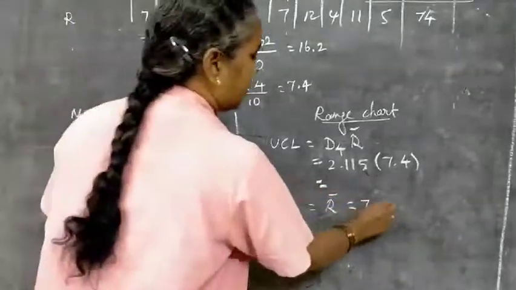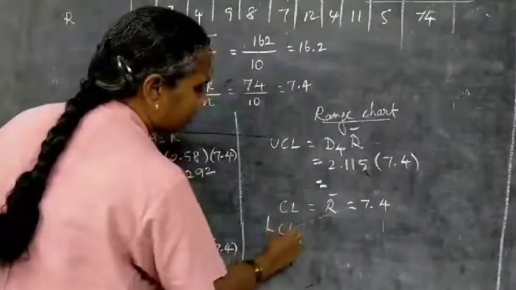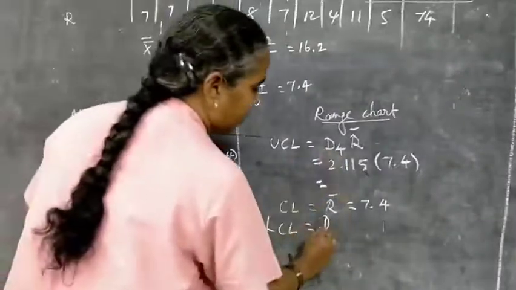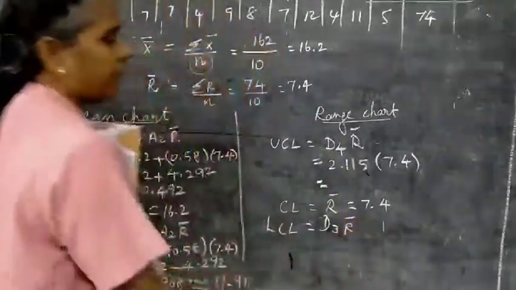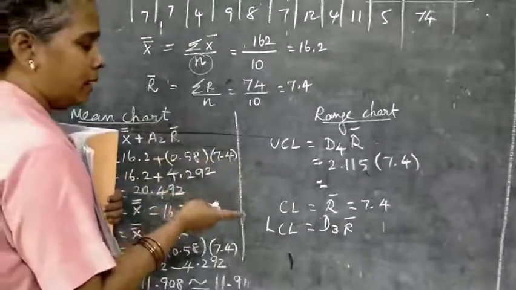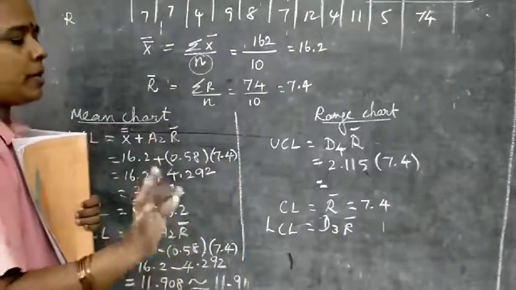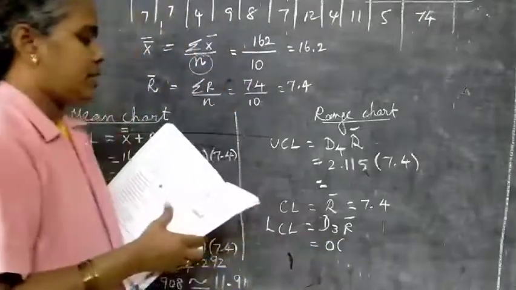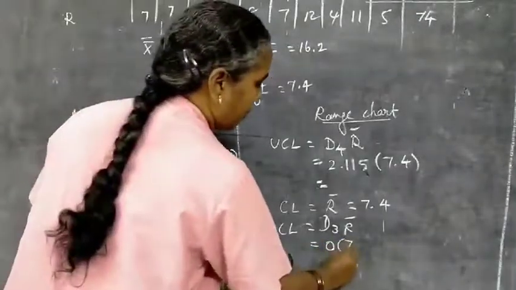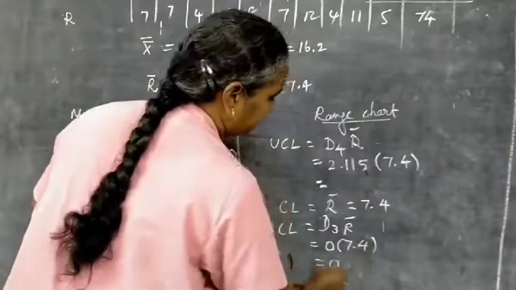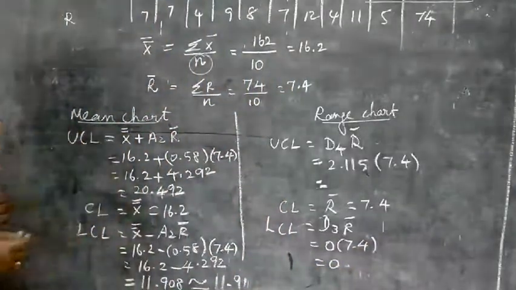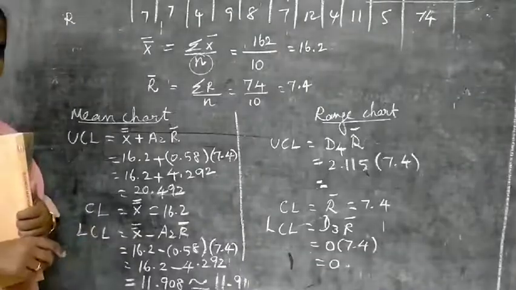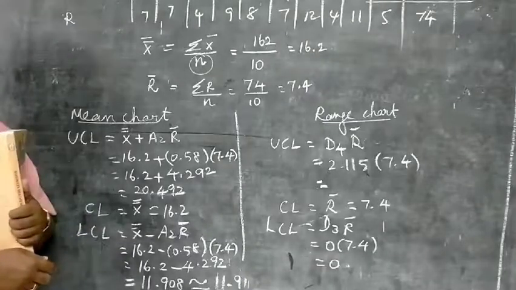Okay, this is 7.4. And the lower control limit is the next step. Let us find the answer by multiplying D3 into R bar. If it is the upper control limit, D4 into R bar. If it is the lower control limit, D3 into R bar. That's all. D3 value is always 0, which is also given in the question. D3 is 0 and R bar is 7.4. Hence the answer is 0. Okay. These are the initial calculations. If you are asked for a calculation only, you can start with this. But if you are asked to give a comment, definitely you should go for the graph.